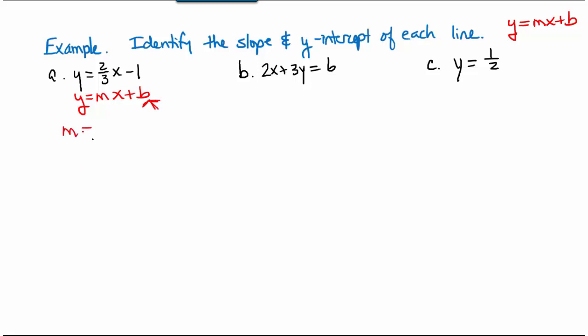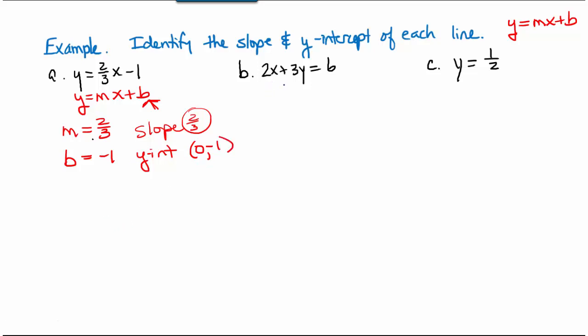And so m is the number being multiplied by the x, the 2/3, the coefficient. And our b is -1. So our slope is 2/3. And our y-intercept, well, remember, y-intercepts are pairs of coordinates. The x-coordinate of the y-intercept is always 0, and the y value we see is -1.